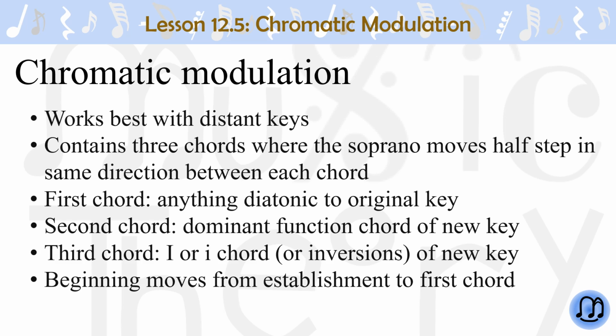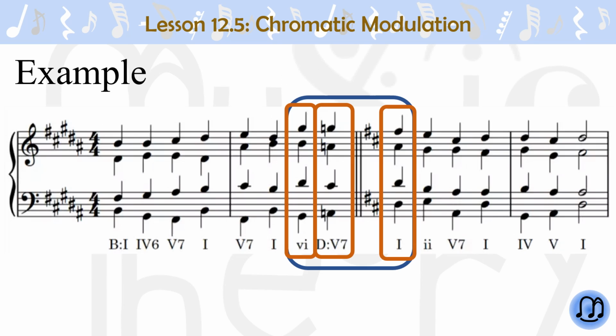The beginning of a chromatic modulation is simply a chord progression that moves from the establishment of the original key to the first chord. The 3 chords are the G sharp minor triad, A dominant 7th chord, and D major triad. The soprano voice has G sharp, G, F sharp, moving down a half step between each of the chords.